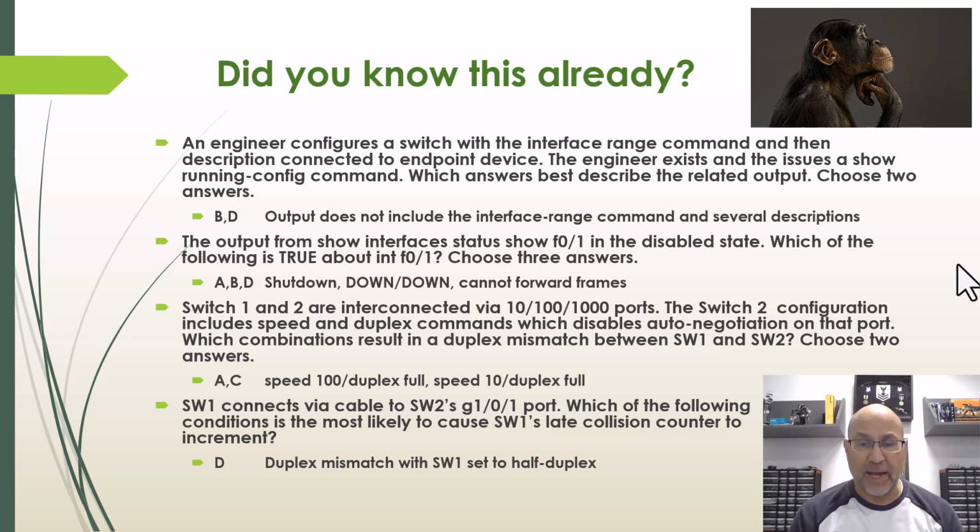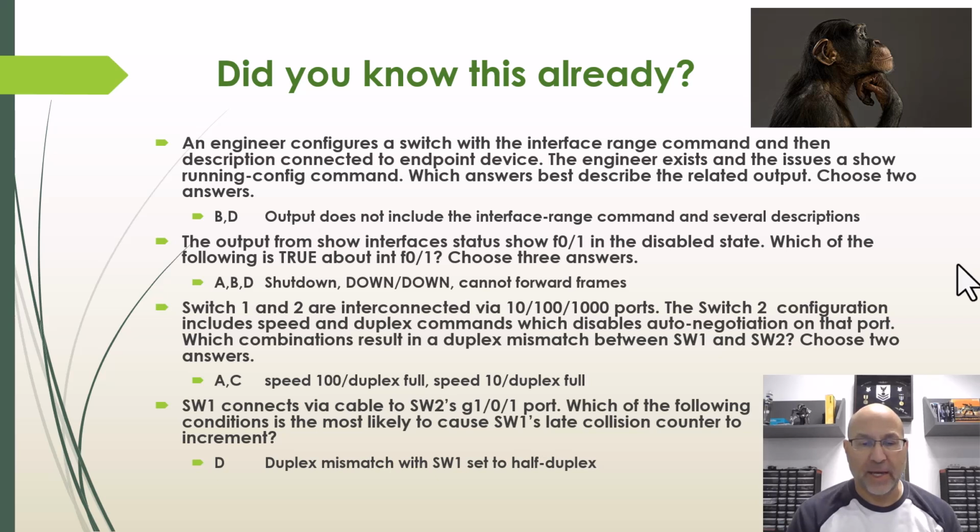So switch 1 and 2 are connected via 10/100/1000 ports. The switch 2 configuration includes speed and duplex commands, which disables auto negotiation for that port. Which combinations result in a duplex mismatch between switch 1 and switch 2? Choose two. Well, we have to know a couple things here. One is that the speed will determine the duplex nature. And in both cases, a duplex mismatch with an auto configuration port will happen when you have the speed of 10 or 100 and a full duplex, because both of those would result in half duplex.